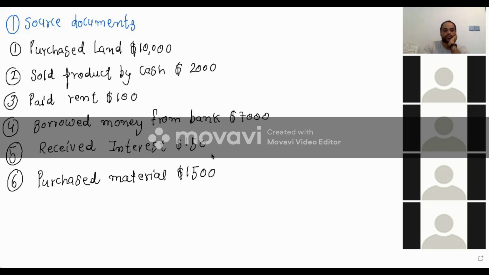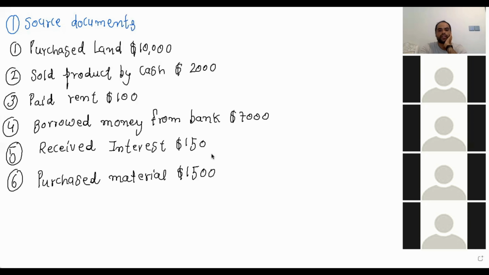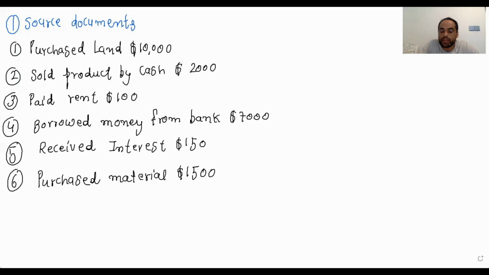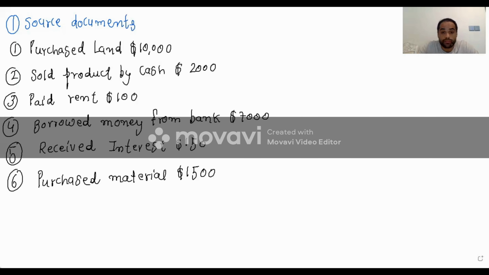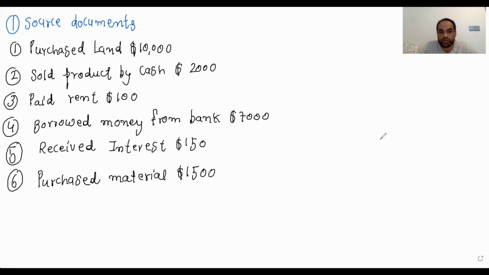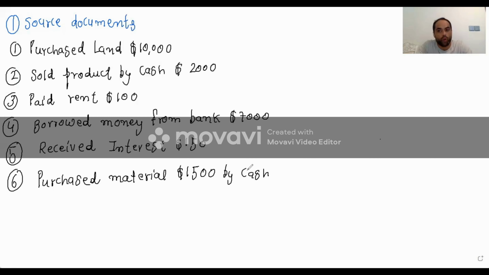Okay, so these are the source documents. That's the meaning of source documents: anything that happens inside the company and has an economic value. You can see all these things have a money value. Purchase land, sold product, paid rent, borrow from bank, receive interest, or purchase material. So this is all about your step 1, which is source documents.